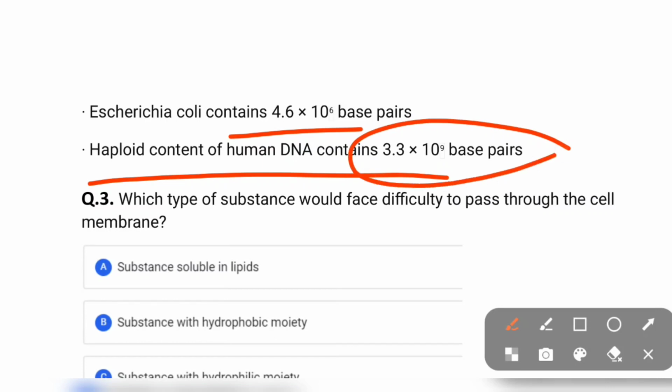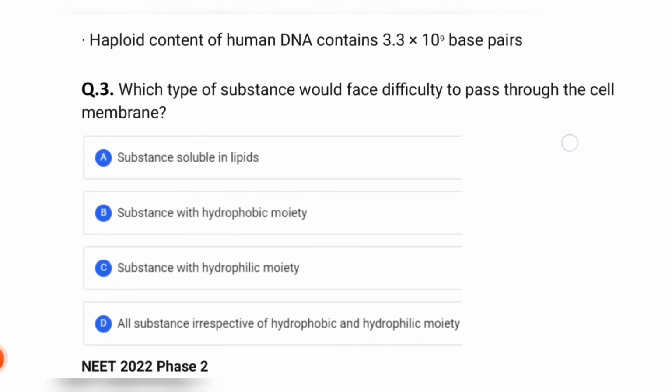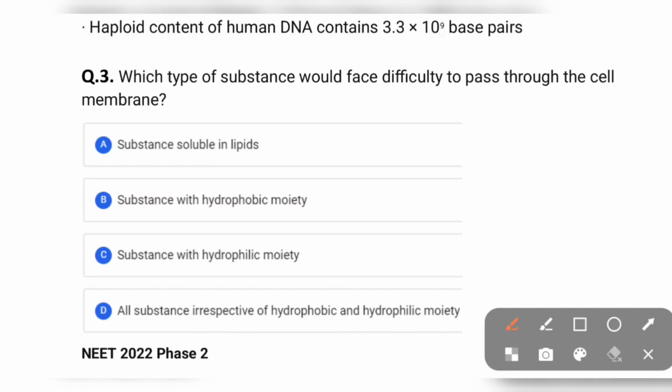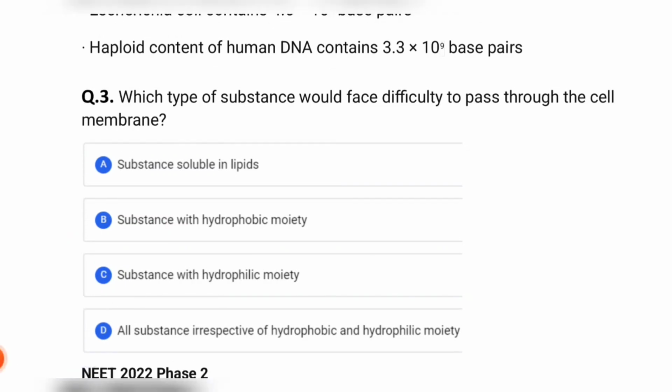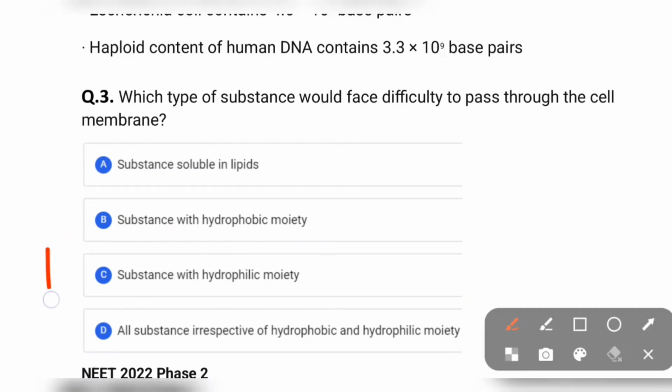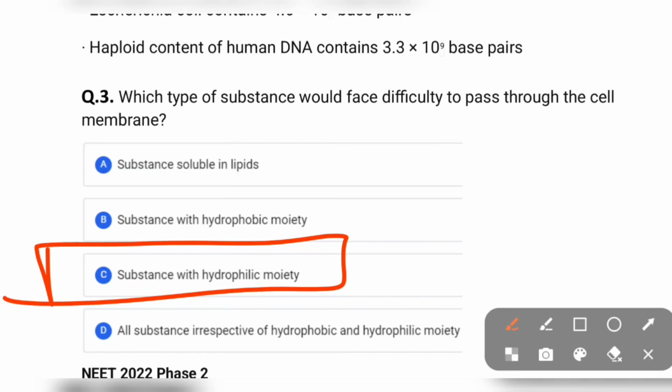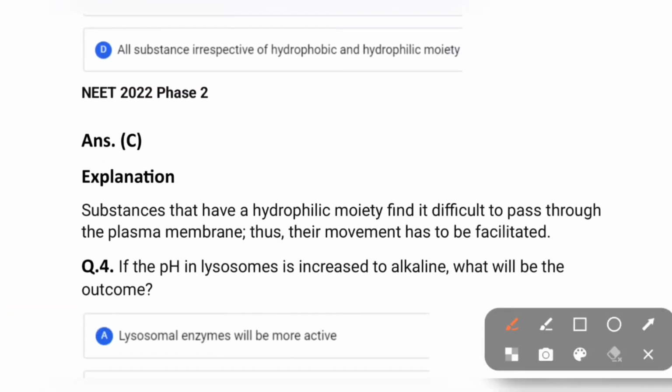Which of the following substances would face difficulty to pass through the cell membrane? You have to see which option is correct. So we have the substance soluble in lipids, substance with hydrophobic moiety, substance with hydrophilic moiety, all the substances irrespective of the hydrophobic and the hydrophilic moiety. And the correct option here is substance with hydrophilic moiety. When we see the explanation, substances that have a hydrophilic moiety find it difficult to pass through the plasma membrane, thus their movement has to be facilitated.